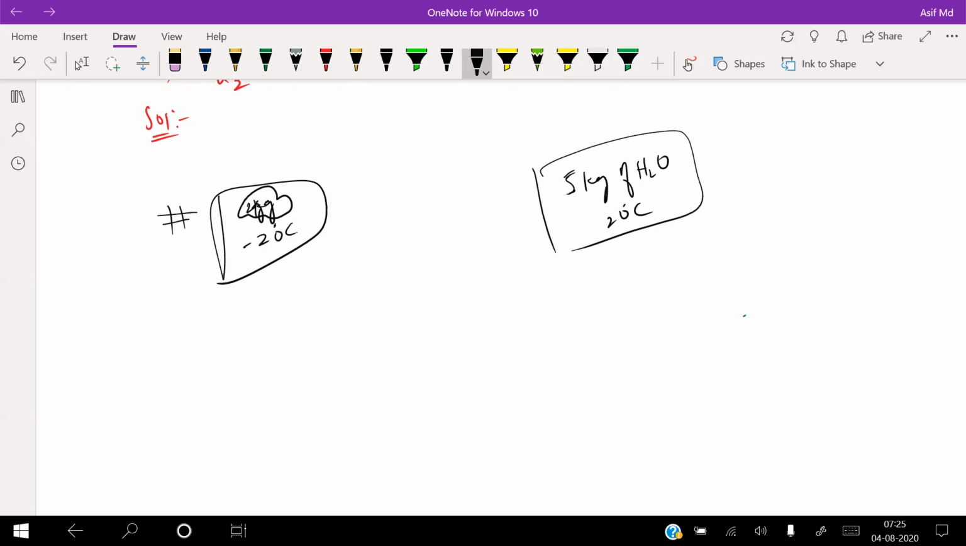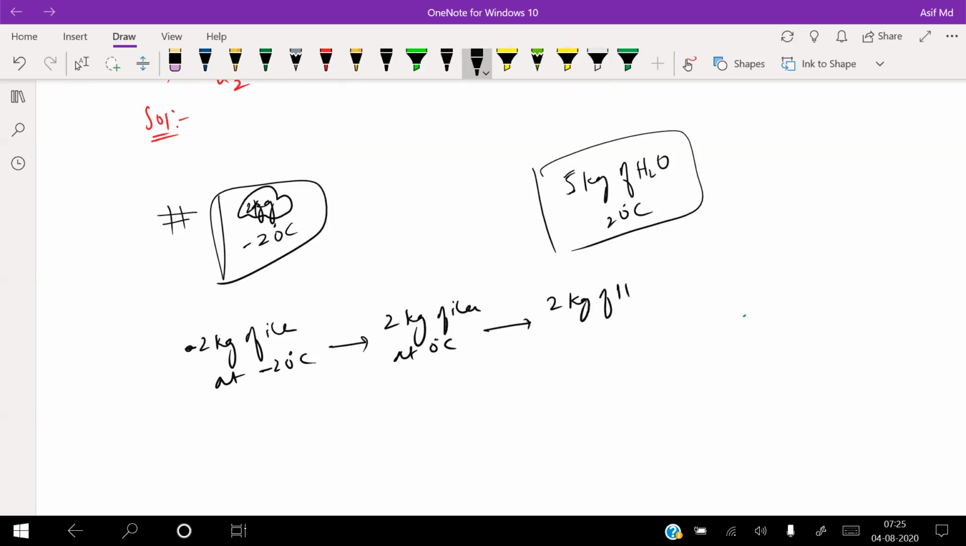2 kg of ice at minus 20 degrees centigrade will convert into 2 kg of ice at 0 degrees centigrade. That will convert into 2 kg of water at 0 degrees centigrade. Yes, sir. And when you add 5 kg of water at 20 degrees centigrade, it will convert into 5 kg of water at 0 degrees centigrade. So these are two combinations.